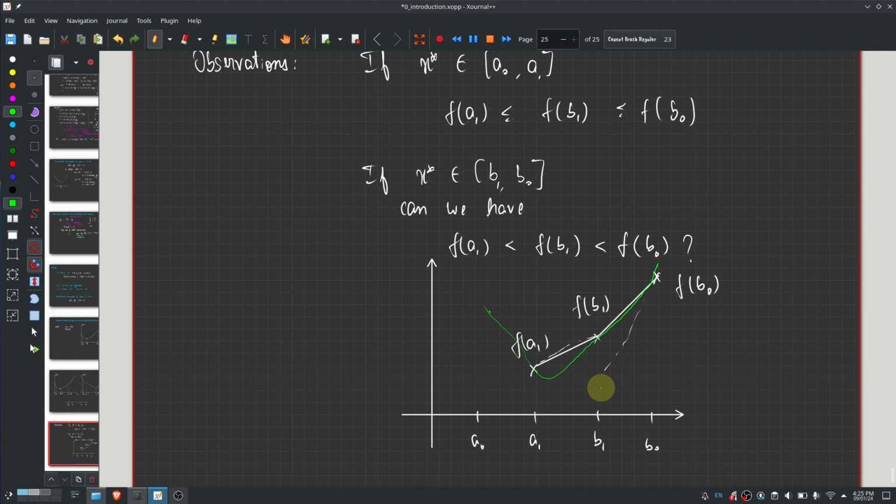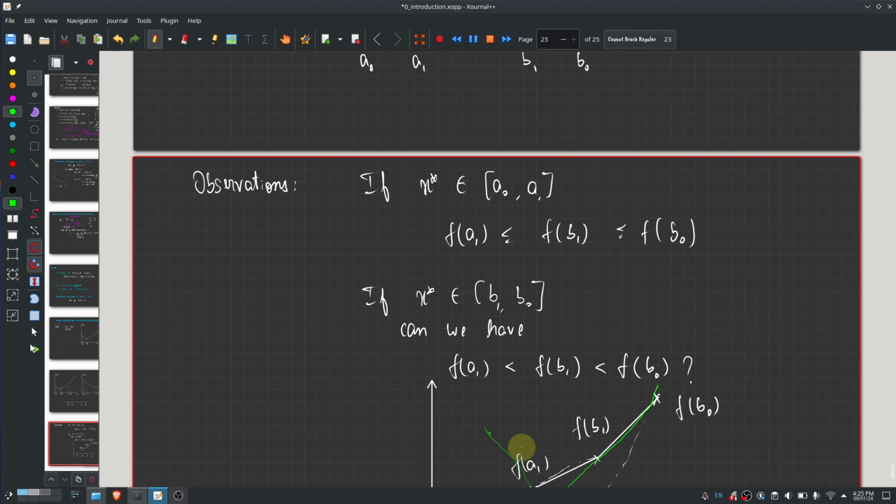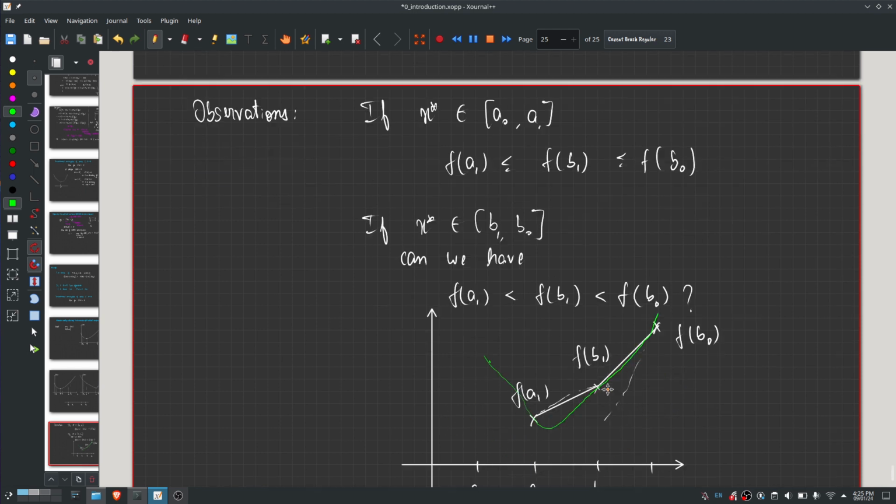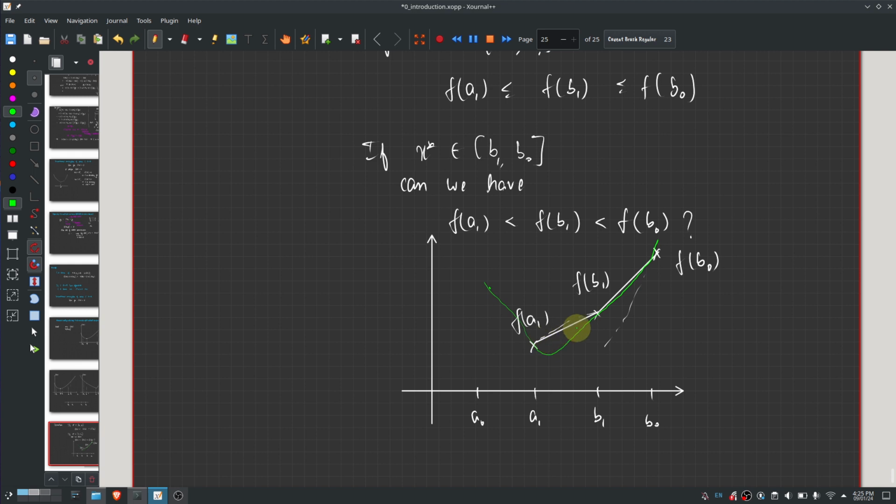Right? Is it okay? So if the function is increasing from a1 to b0, then it must mean that the minimum lies somewhere to the left of b1. It cannot be between b1 and b0. So what I can do is I evaluate at these 4 points. If the function is increasing from a1 to b1 to b0, then I can declare that the minimum certainly does not lie in between b1 and b0.